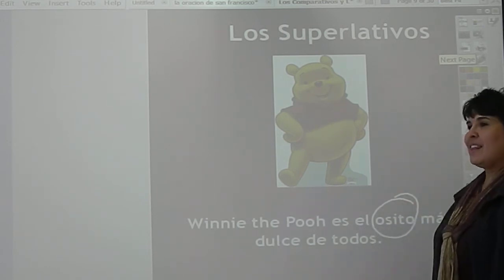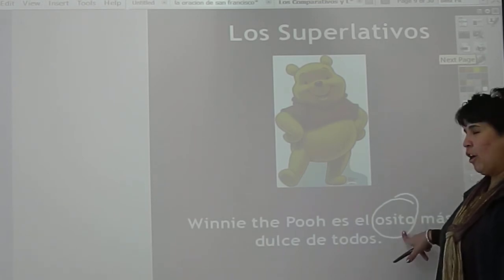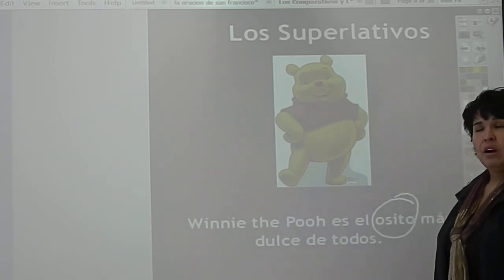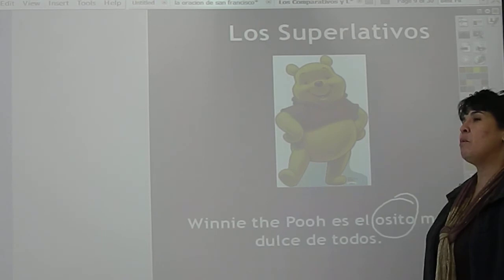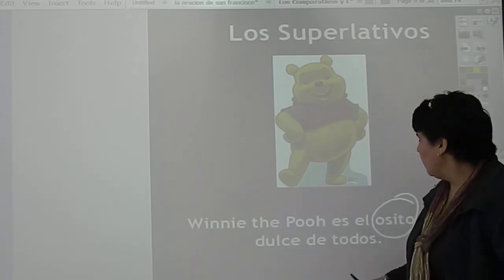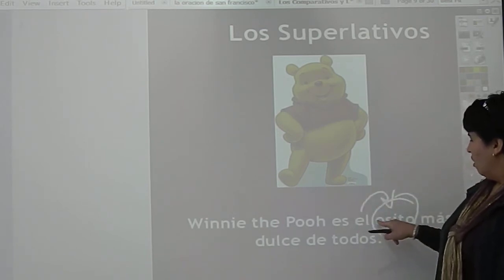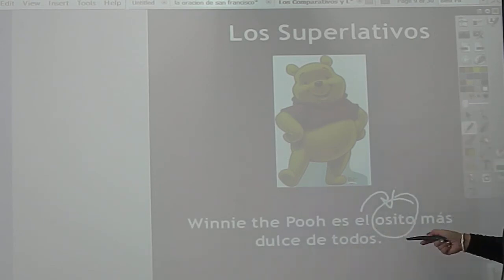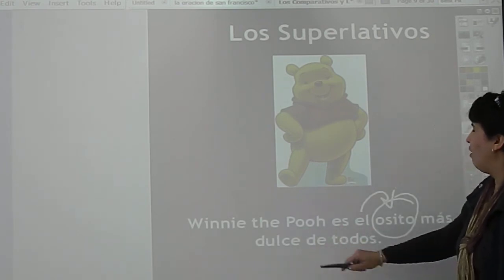So now I want to say that he is the sweetest bear. So I want to include bear. If I want to say she is the prettiest girl. If I want to say it is the most interesting book. If I want to include the noun goes directly after the article. So you leave the noun and the article together always. Winnie the Pooh is el osito más dulce de todos, of all.